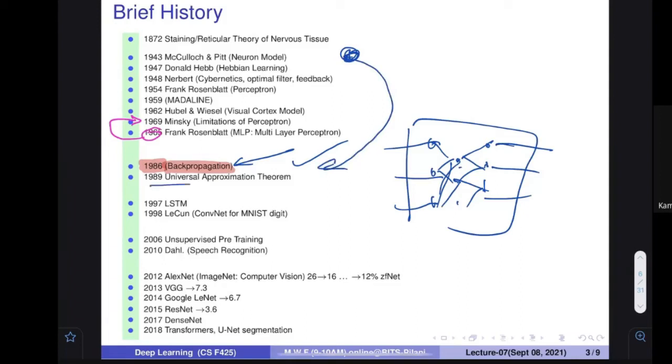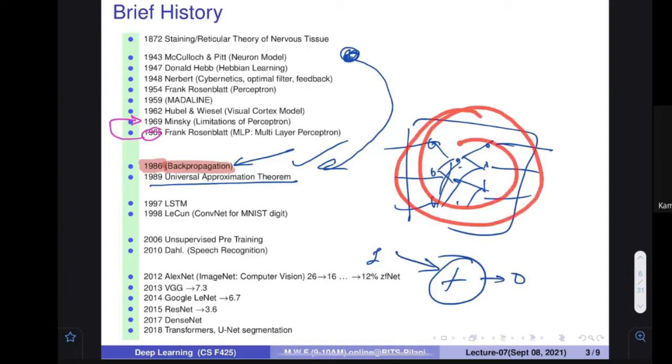Then comes the universal approximation theorem. It is a very interesting theorem. If there is a function, and I give an input to this function, I get an output. I am saying that I can equivalently make a neural network circuit, and for the same input, it is going to give the same output.